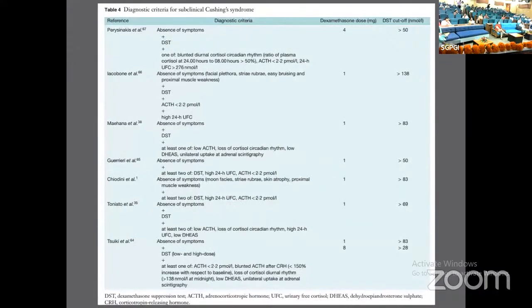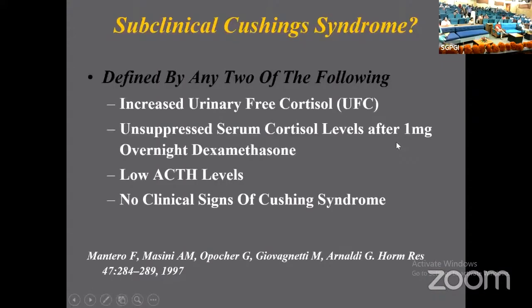These are certain studies which I mentioned, which have taken different diagnostic criteria, but most of them would agree that the low-dose dexamethasone suppression test, or 1 mg dexamethasone suppression test, is useful. They have taken different cutoffs ranging from 50 to 70, 80, and even 138. So these are all different cutoffs. But overall, it can be defined by the presence of increased urinary free cortisol.